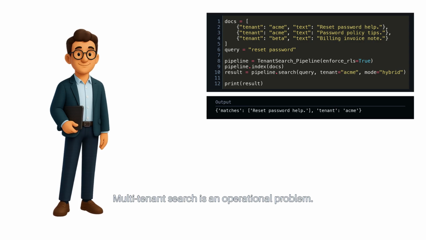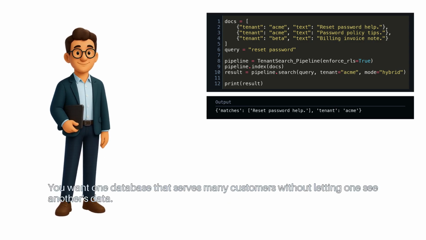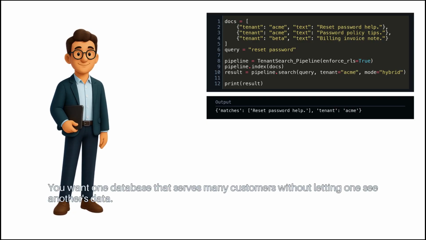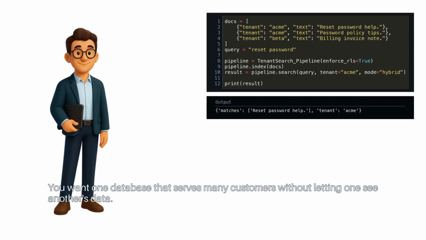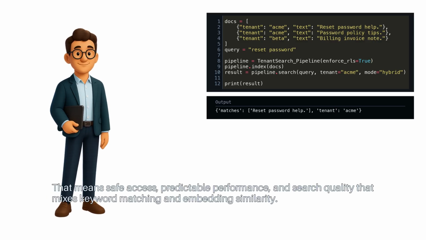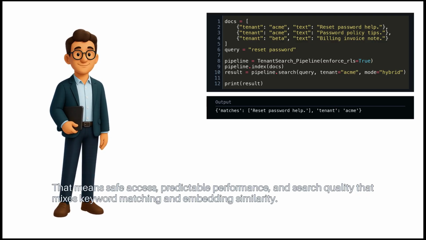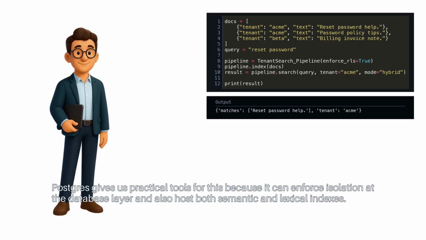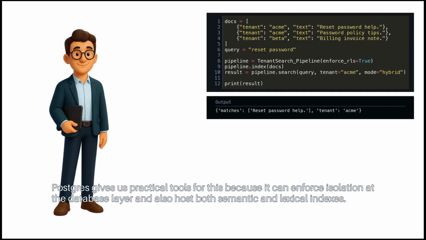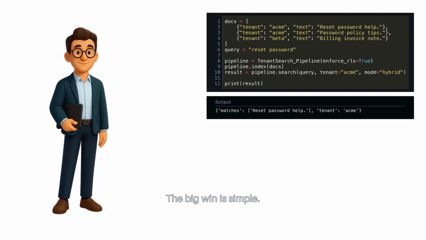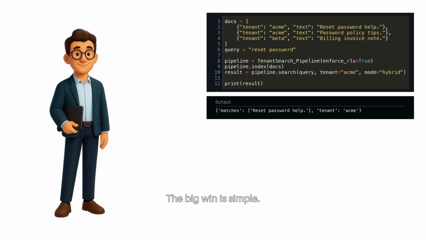Multi-tenant search is an operational problem. You want one database that serves many customers without letting one see another's data. That means safe access, predictable performance, and search quality that mixes keyword matching and embedding similarity. Postgres gives us practical tools for this because it can enforce isolation at the database layer and also host both semantic and lexical indexes. The big win is simple.